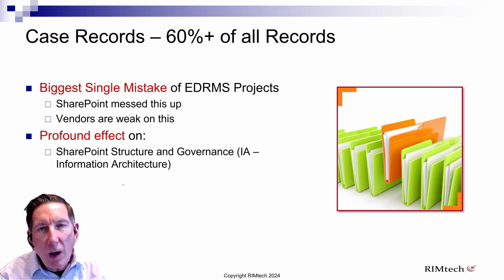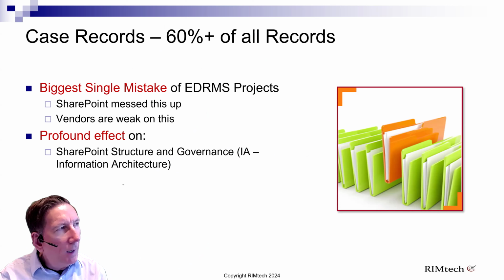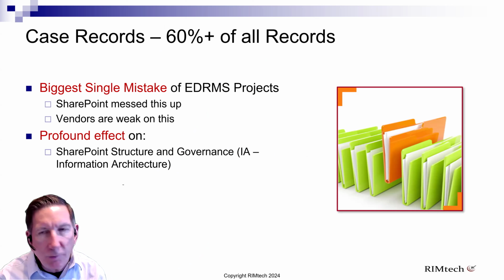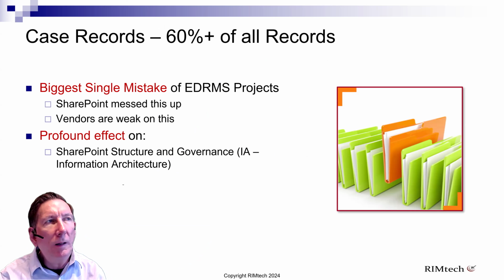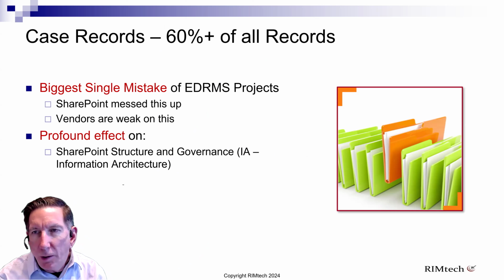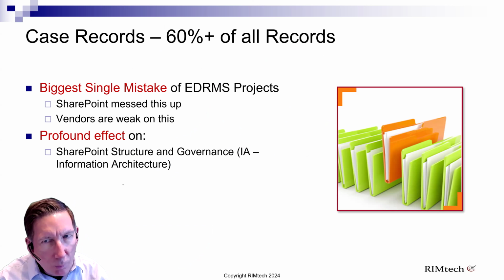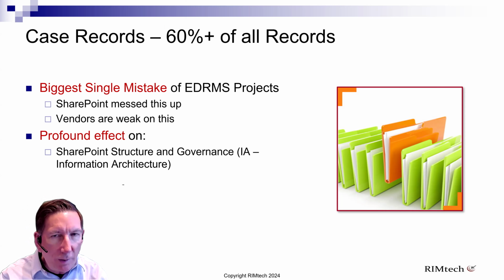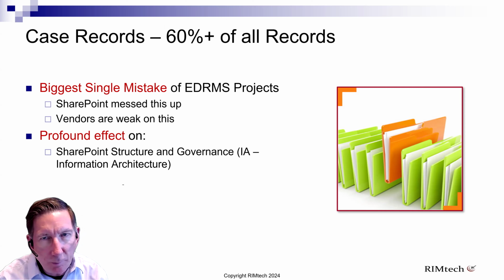Now, how many of your records are case records? Minimum 60%. If you're a municipality or you're asset heavy or you're an insurance company, you're well over 80%, okay? This is the two things you got to know. Number one is that the software requires you to tell it and identify all the records that are case records. If not, they won't be able to deal with them properly. Number two is this is going to have a profound effect on how you deploy SharePoint.